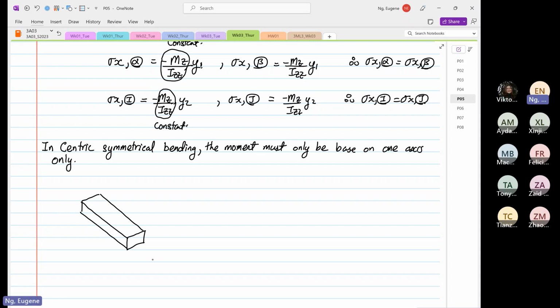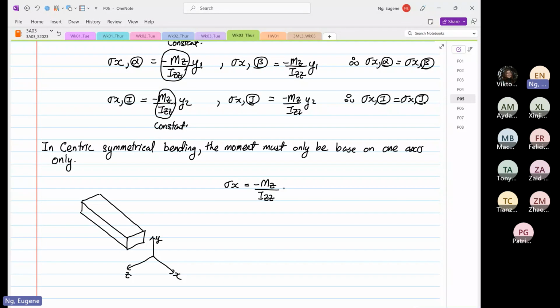And then on this 3D feature, this is our x direction. This will be our y direction. This will be our z direction. Okay. So based on centric bending, stress x will be equal to minus Mz over Izz multiplied by y. Okay, so moment about z is this direction.